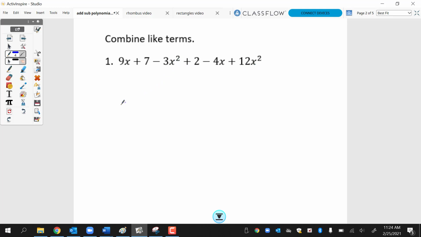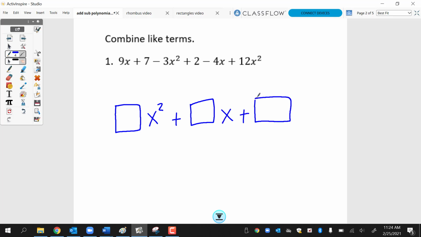So when I write my answer, I know I'm going to have some number with an x to the 2 power. And then I'm going to have some number to the x power. And then I know I'm going to have just a regular number. I'm going down from the biggest exponent down by 1. So, oh, this is x to the 2 power. This would be x to the 1 power. This would be no x's. I know I have to have something for all of these boxes.